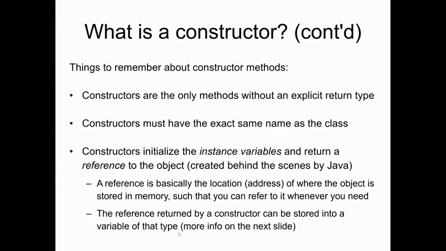Things to remember about constructor methods. Constructors are the only methods without an explicit return type. Constructors must have the exact same name as the class. Constructors initialize instance variables and return a reference to the object, created behind the scenes by Java. A reference is basically the location or address of where the object is stored in memory, such that you can refer to it whenever you need to. The reference returned by the constructor can be stored in a variable of that type. More info on the next slide.